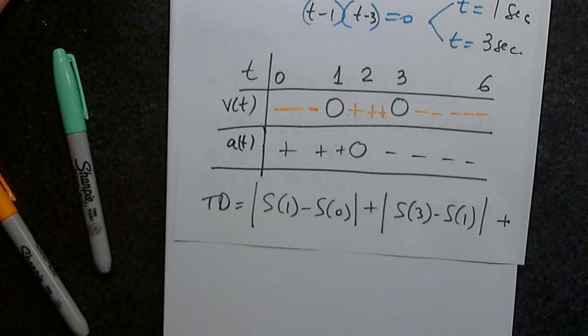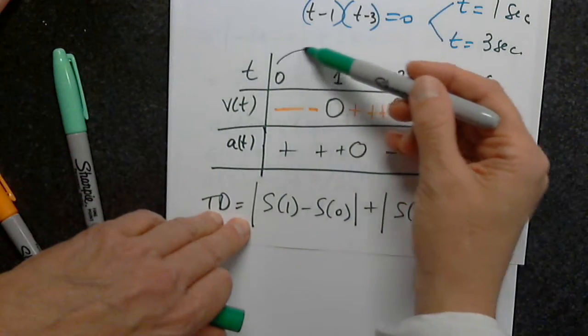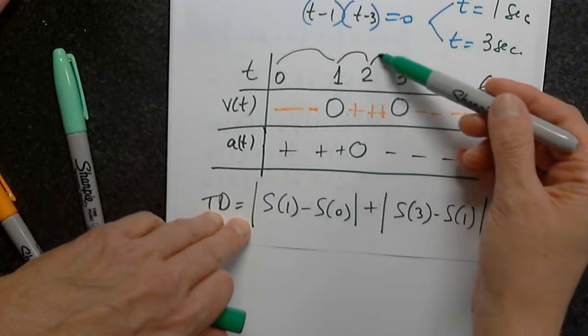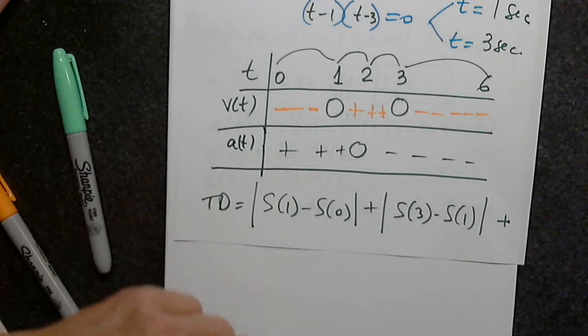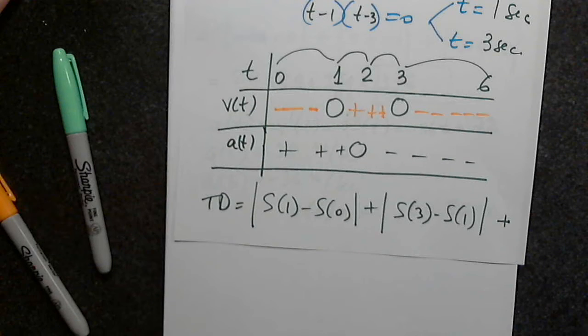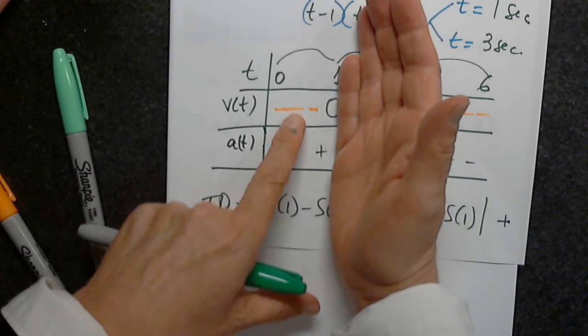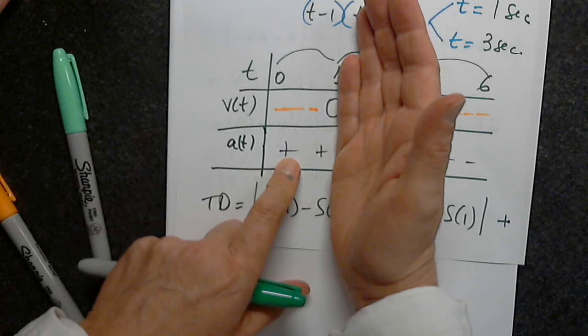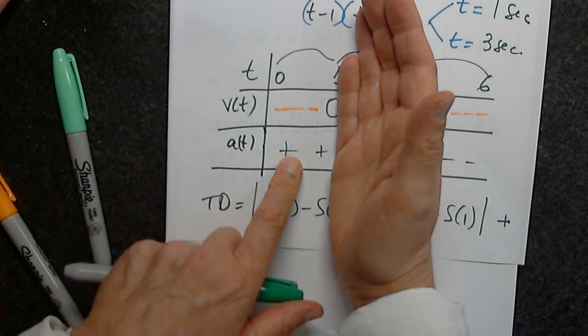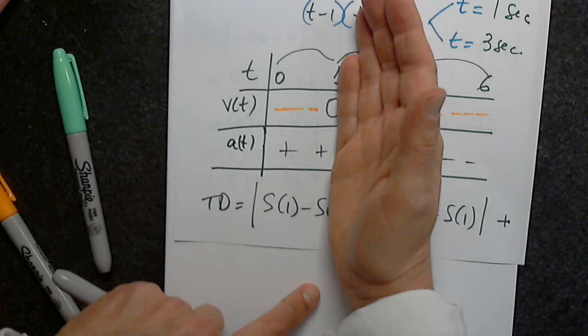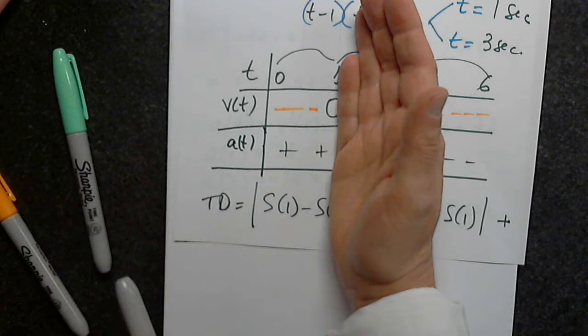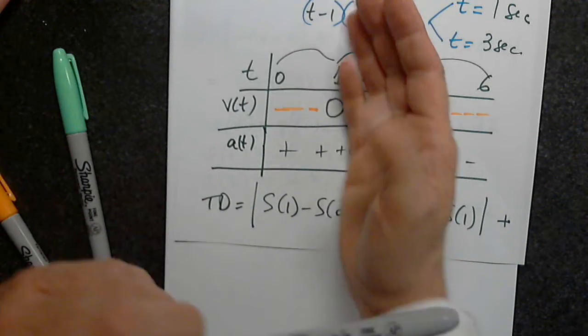So now let's identify what happens here. Between 0 and 1, between 1 and 2, between 2 and 3, and between 3 and 6. Between 0 and 1, the velocity and the acceleration do not work well together. Their forces are against each other. So what does the particle do? Slowing down.